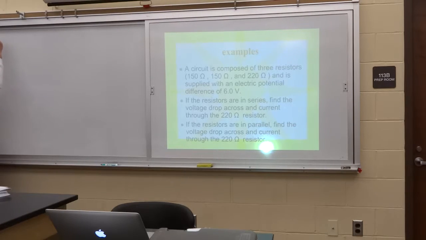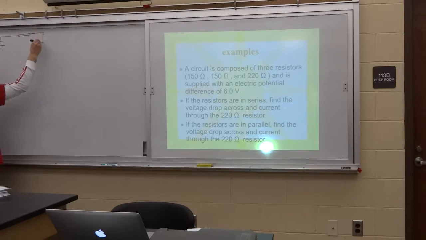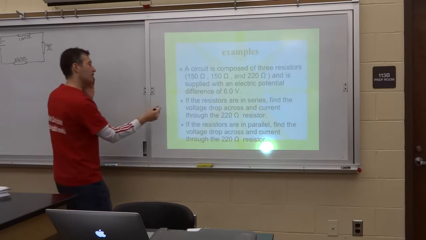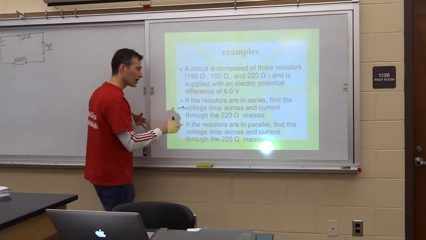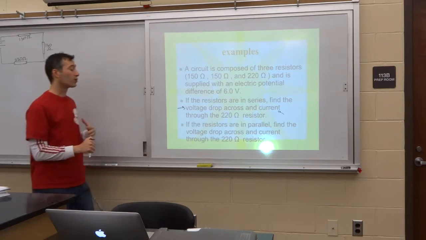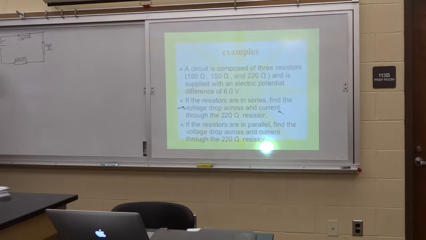I do like to sketch these things first. I'm not going to force you to sketch them first, but it really helps me keep track of if I'm putting these in series or in parallel. All right, so first we're putting these in series, and we do have these 3 resistors, 150 ohms, 150 ohms, and then 220 ohms. What are we trying to find? We're trying to find the voltage drop across the 220 ohm resistor and the current through the 220 ohm resistor.